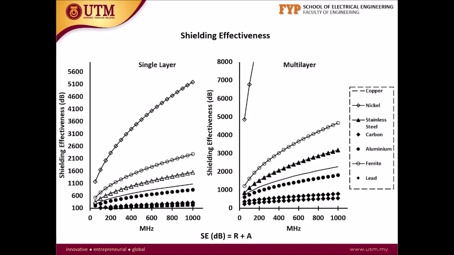Summing up the absorption loss and reflection loss for both single layer and multi-layer shield, it can be seen that the shielding effectiveness increases as the frequency increases. Based on the result obtained, it can be concluded that shielding effectiveness can be increased if the shield is made up of materials that not only have high conductivity but also high permeability.